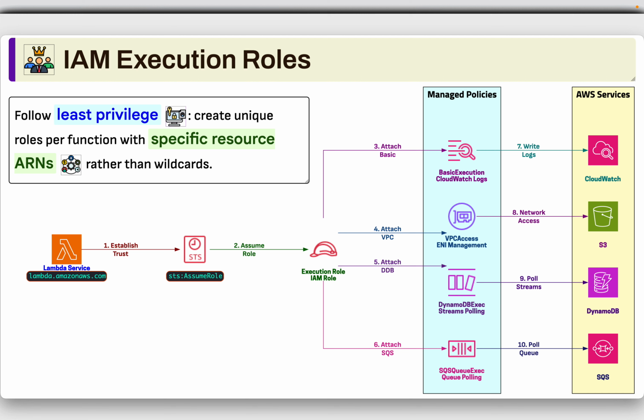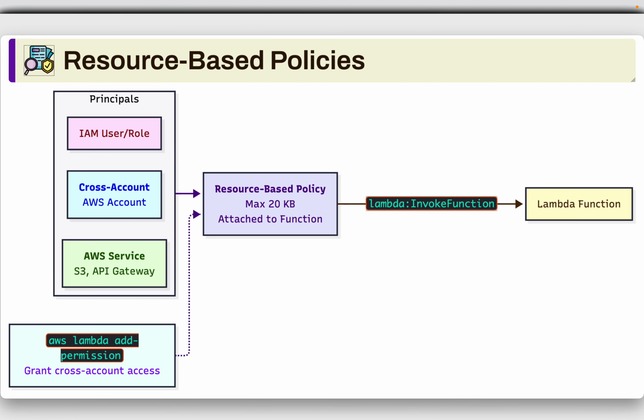Follow the principle of least privilege by creating unique roles per function with specific resource ARNs rather than wildcards. So just specify the whole ARN of which resource should be able to access rather than using the wildcards.